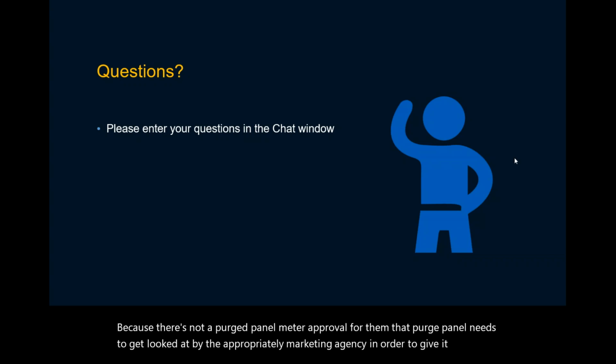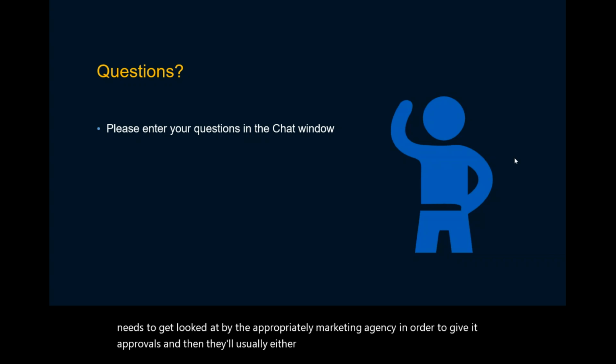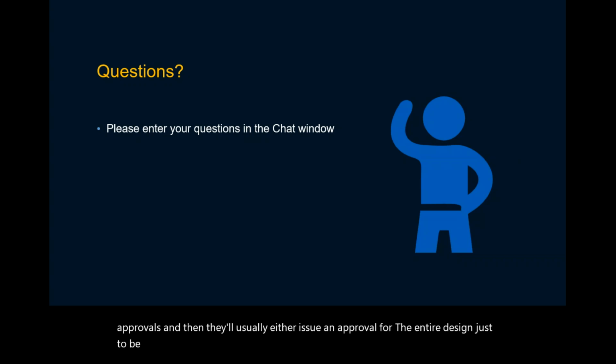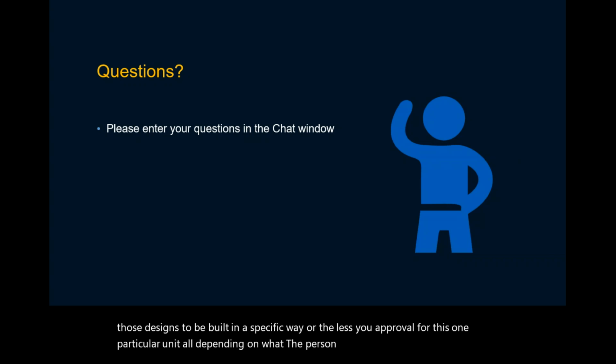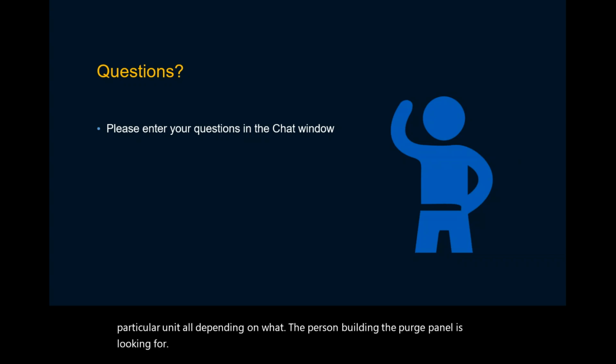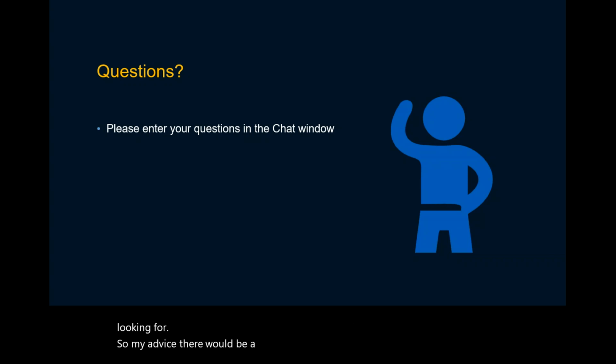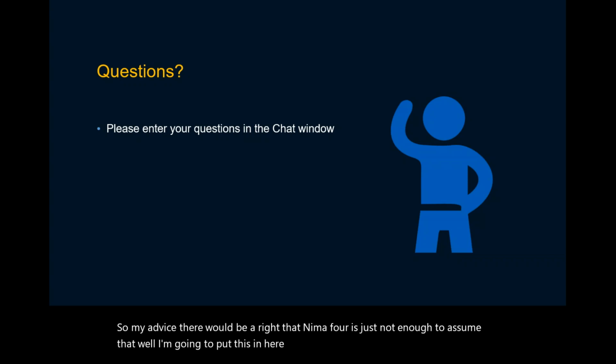And then they'll usually either issue an approval for the entire design to be made in perpetuity, they'll issue an approval for a certain number of those designs to be built in a specific way, or they'll issue an approval for this one particular unit, all depending on what the person building the purge panel is looking for. So my advice there would be, you're right, that NEMA 4 is just not enough to assume that, well, I'm going to put this in here, therefore I'm still keeping my hazardous area approvals. The agency is going to have to be involved, and they're going to have to give it their stamp of approval in order to move forward.